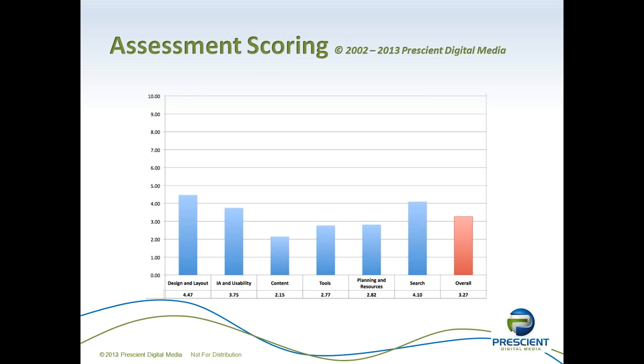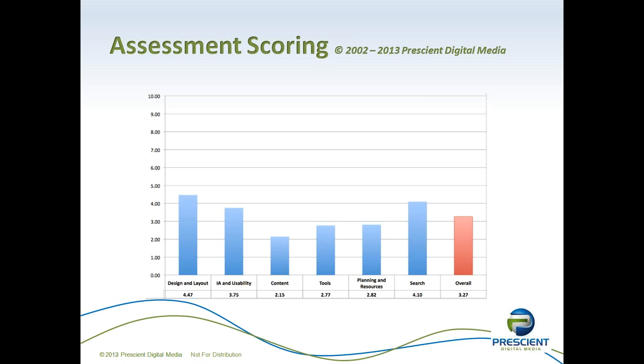We have this strategic and heuristic site assessment that evaluates and scores over 400, 450 criteria with respect to an intranet over 6 main categories: design and layout, IA and usability, content and tools, planning and resources, and search. And we score each of those on a scale of 1 to 10. Different categories like content and planning and resources are weighted higher because they're more important to the end value of an intranet, particularly planning and resources. This talks about executive sponsorship, governance, content management, stuff that is really critical to the future success of an intranet.